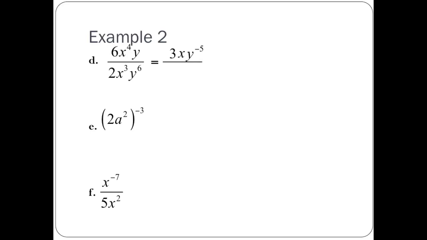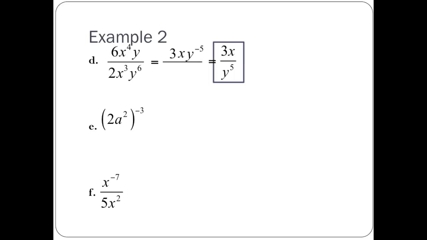Now remember, we want to write these all with positive exponents. And so since we see that y to the negative 5th, we're going to need to change that to be a positive exponent. So remember, the way we do this is we take off the negative, and then we move that whole thing into the denominator. So this is going to be 3x over y to the 5th.